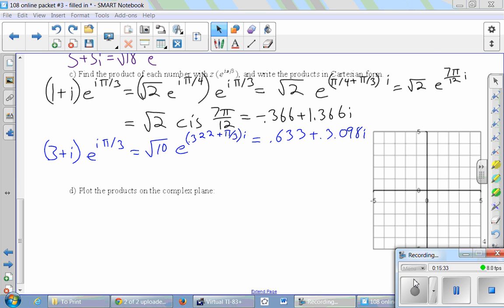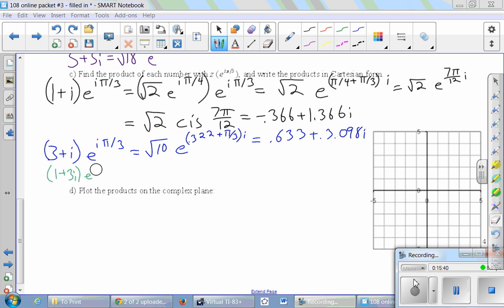Okay, next one we'll do is the green one, which was 1 plus 3i times our friend e to the i pi over 3. So again, here we'll get a root 10. We're going to have to add these angles, so that's the 1.249 plus the same pi over 3, i on the outside. Change that to cis, use your calculator, negative 2.098 plus 2.366i.